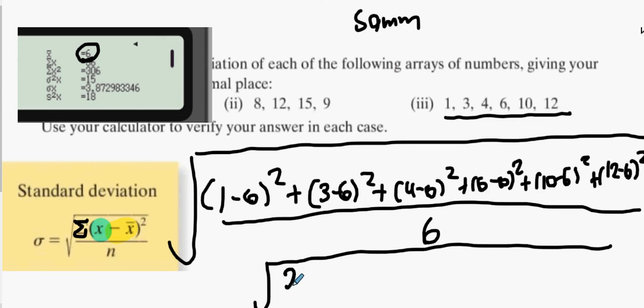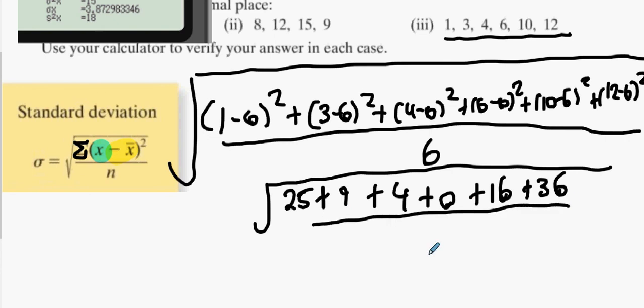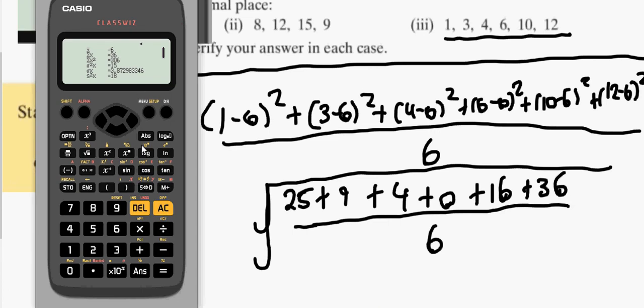25, yeah? Second one is 9, third one 4, fourth one 0, next one 16, and then all over 6. Is that okay with you guys? Alright, if I throw all that into my calculator, what should my answer be? It should be 3.87. Right, so it has to be 3.87, otherwise it's all gone wrong.